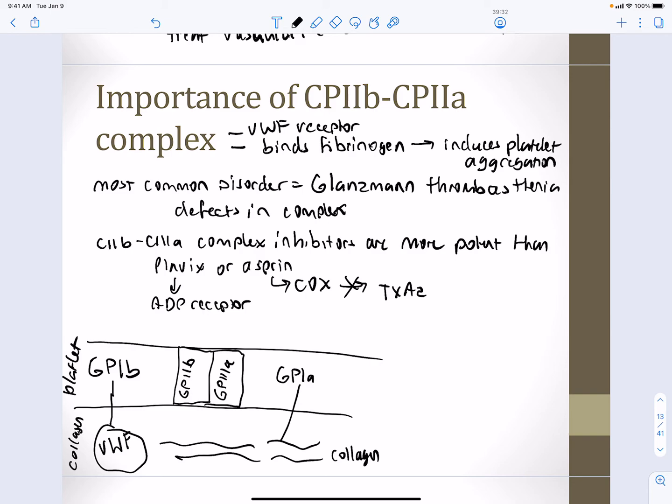And there are various antagonists for this. There's something called ReoPro, which is a monoclonal antibody for this. There's integrilin, and there's also Aggrastat, which are all going to be antagonists. So one is an actual drug, or it's not really a drug, it's an antibody, but it's used for therapy.